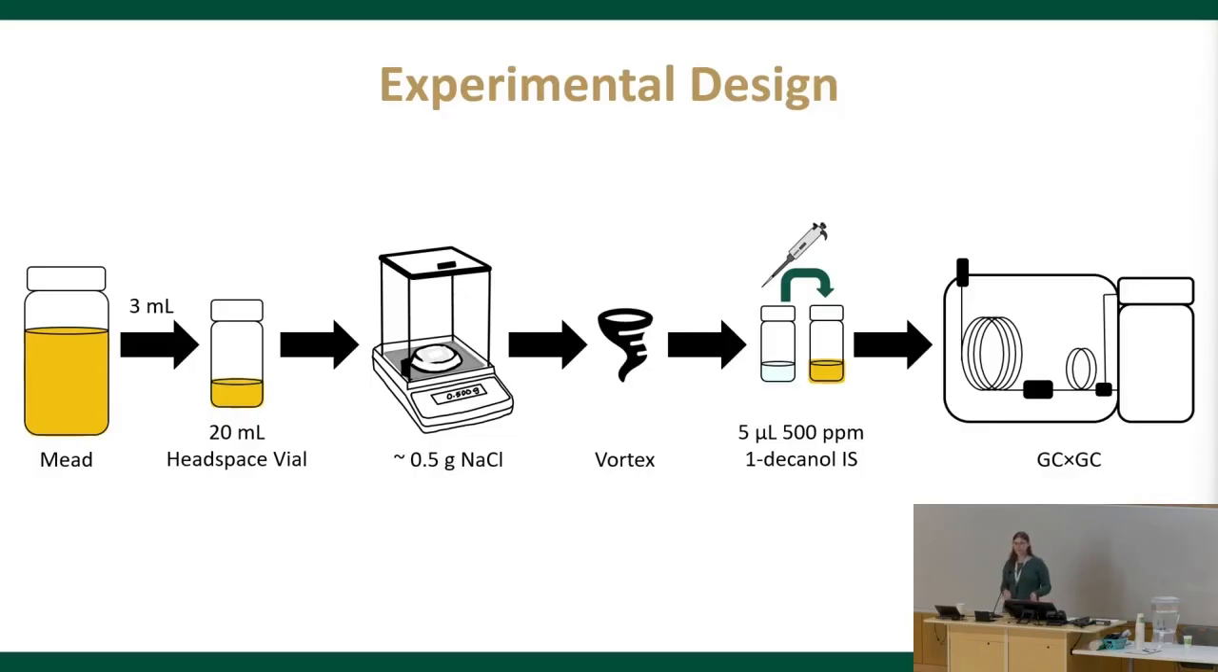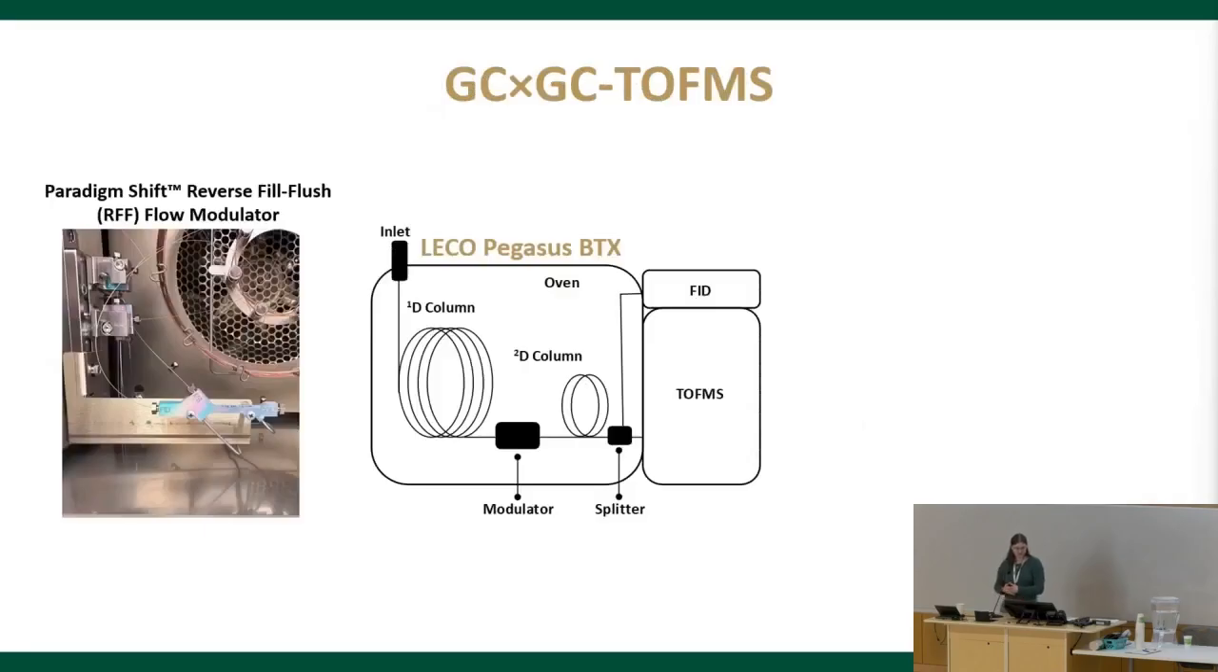For the honey samples, we combined 1.5 grams of honey with 1.5 milliliters of filtered water. We again added half a gram of salt and 5 microliters of the 500 ppm internal standard. For the filtered water, we just did 3 milliliters of filtered water with half a gram of salt, and again, the internal standard. We vortexed all of these and put them on our GC×GC-TOFMS for analysis. Our GC×GC-TOFMS is the LECO Pegasus BT 4D with dual TOFMS and FID detection.